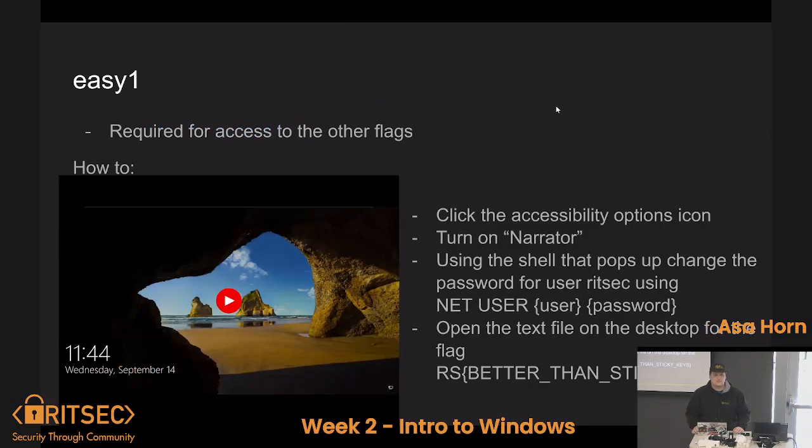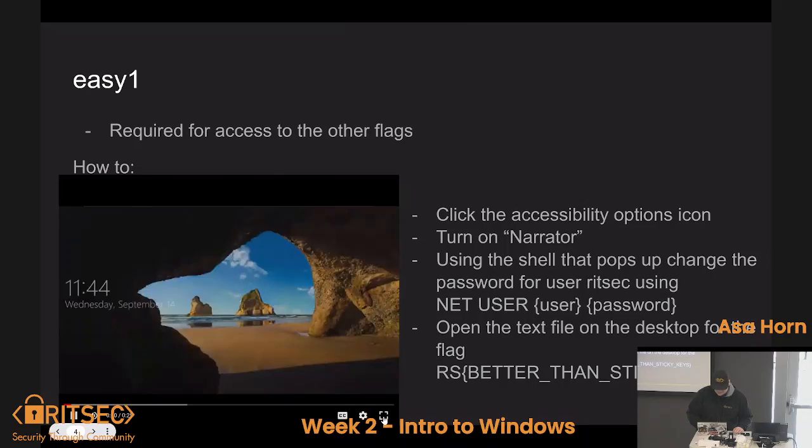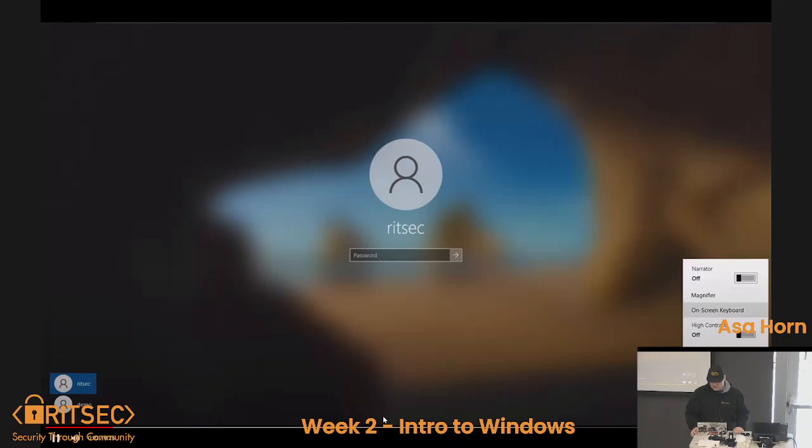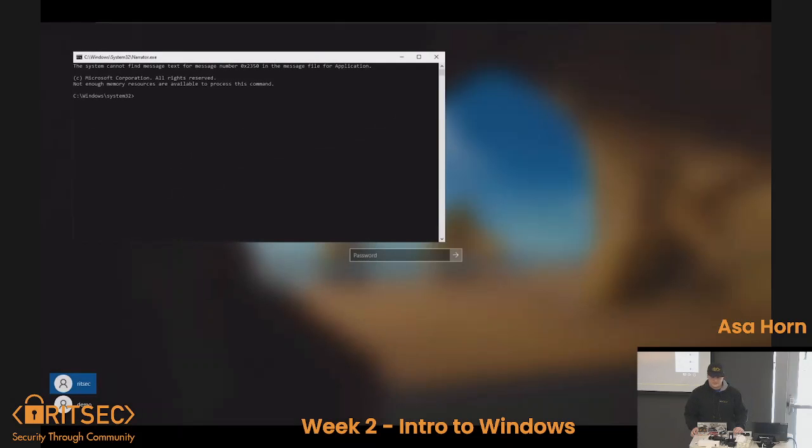So the first flag is required to do any of the other flags because it's getting into the VM. So I made a little video here. First you're going to want to go to accessibility settings and turn on the narrator, which will pull up a shell. We'll talk about why that is later. And then this is an admin shell, so you can do anything.